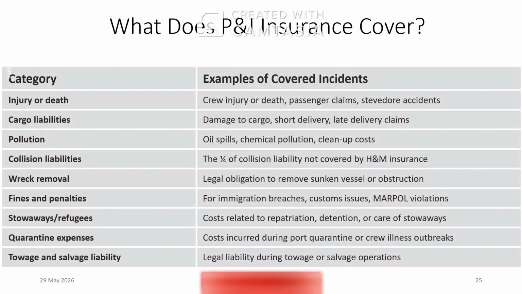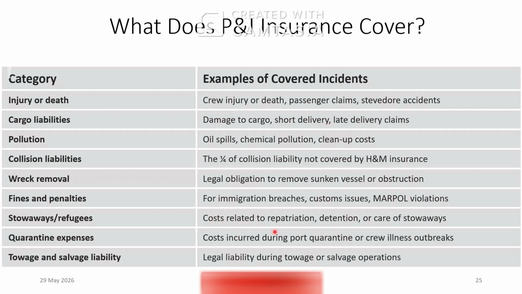Let us see what things are covered by the P&I insurance. Injury and death, right? So the crew injury, death, passenger claims, everything is covered by the P&I insurance. Cargo liabilities, damage to cargo, short delivery, late delivery claims, oil spill, chemical pollution, all is covered by the P&I insurance. Fines and penalties for immigration breaches, customs issues, MARPOL violations. So if the ship gets some penalties for these, it is covered by the P&I insurance.